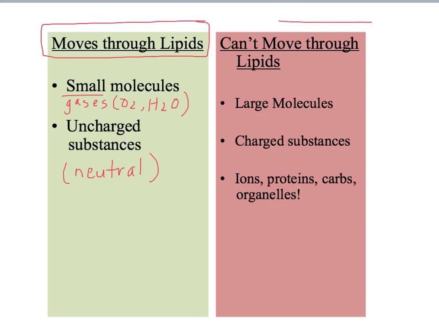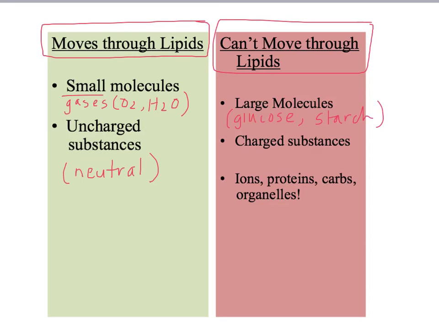The second column shows things that can't move through the lipids. So they have to get through the cell membrane some other way. So we can't get large molecules through the cell membrane through the lipids. So things like glucose. Glucose is a pretty big molecule. Things like starch. They need another option for getting through the cell membrane.